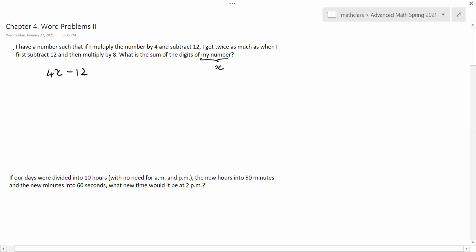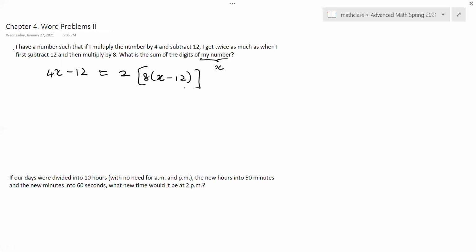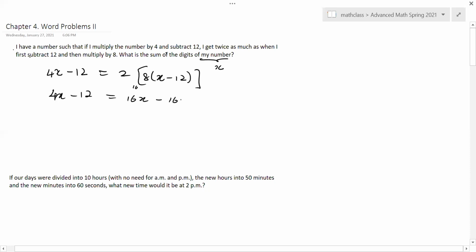This number will be compared to another one. We subtract 12, then multiply by 8. So the number on the left is going to be twice as much as the number on the right. So you get the equation, and then you know how to solve it. It will be 4x minus 12, and this will be 16, right? 16x minus 16 times 12.